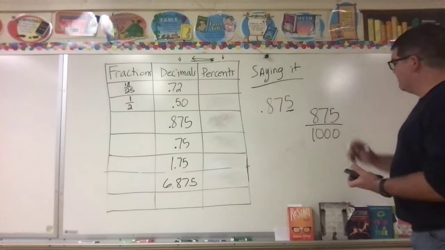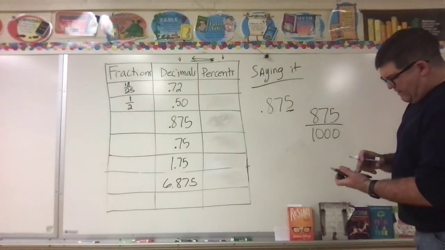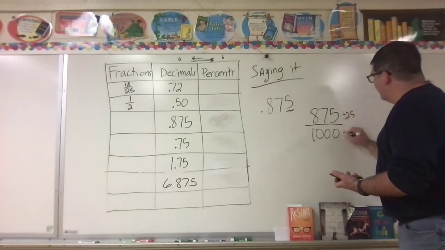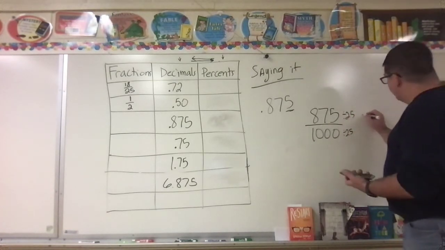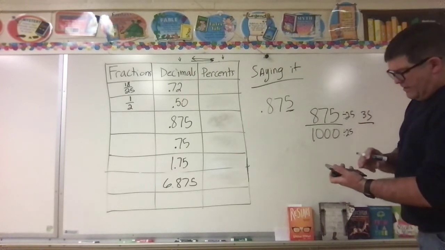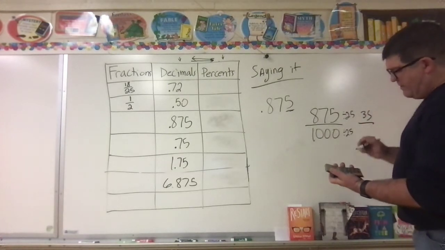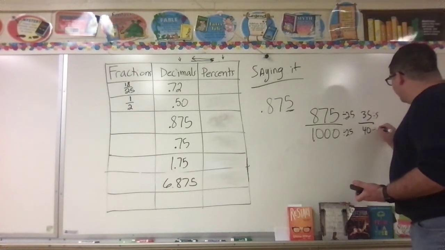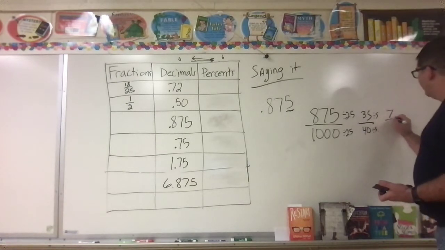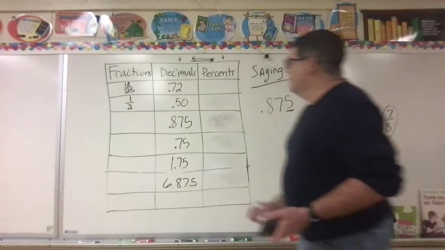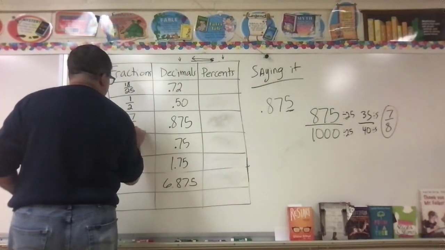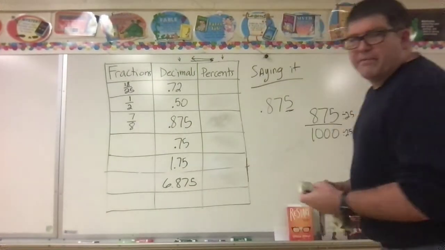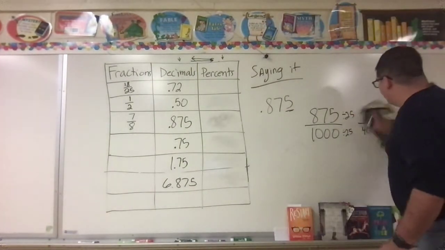I'm going to see if 25 can go into that. 875 divided by 25. Oh, yeah, I thought a big number could go into that. So that's 35 over 1,000 divided by 25 equals 40. Oh, I think I can get 5 out of here. Divided by 5, divided by 5. That gives me 7/8. Okay. The hardest part, probably, about this is the simplifying.